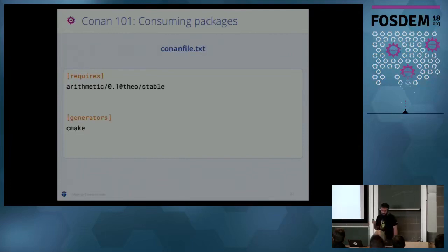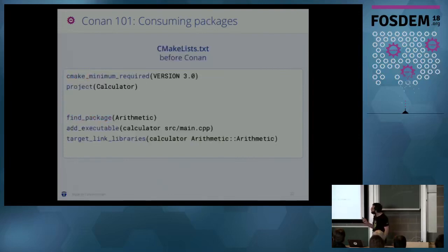And then we need to tell Conan we want CMake files generated. Here you can put a lot of other things. So I said pkg-config. You can use even Xcode files. Don't use that. You can use that. And then one final thing to change in our project.